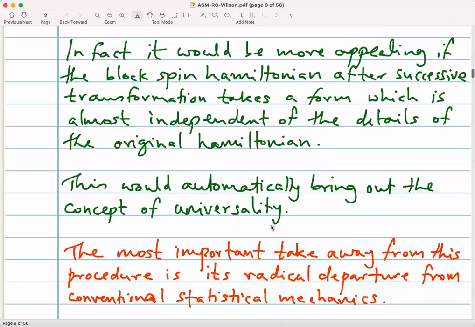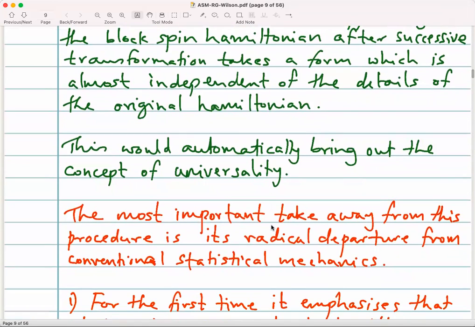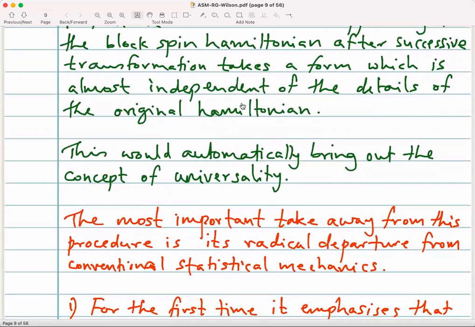But this kind of description is quite different from the conventional statistical mechanics description, simply because what it tells us is that if you want to describe a statistical system by doing block spins and successive block spin transformations, then instead of studying a large number of degrees of freedom, which was the main point of statistical mechanics, that you consider a large number of degrees of freedom and ask how they would behave collectively, you don't need to do that.